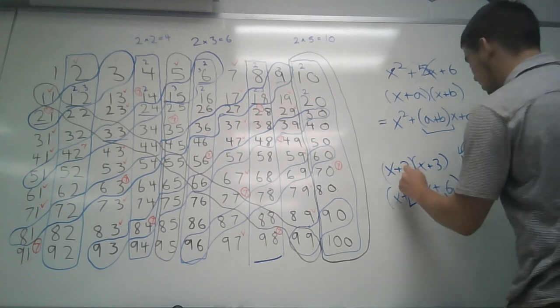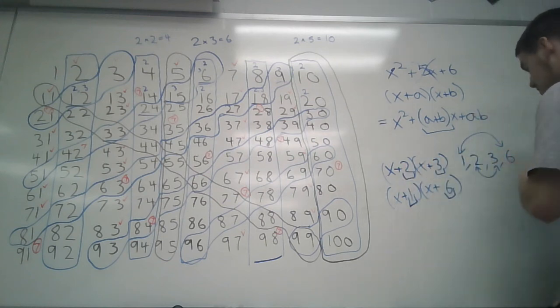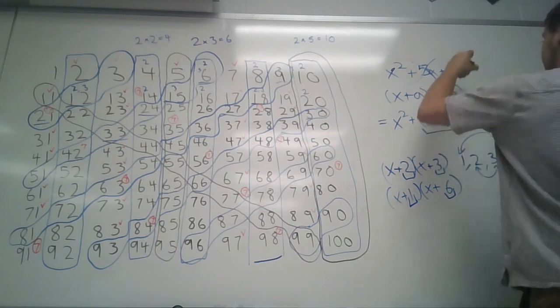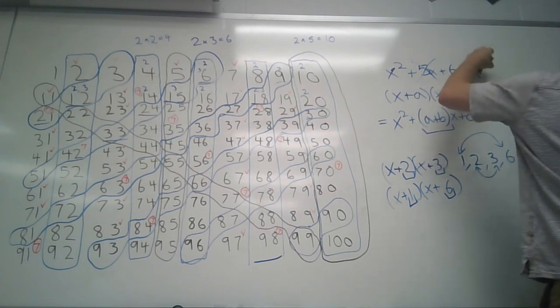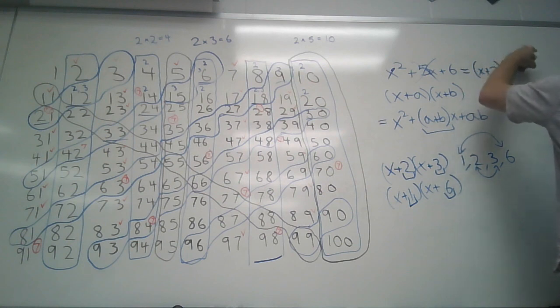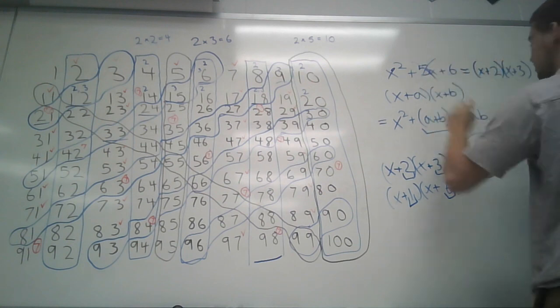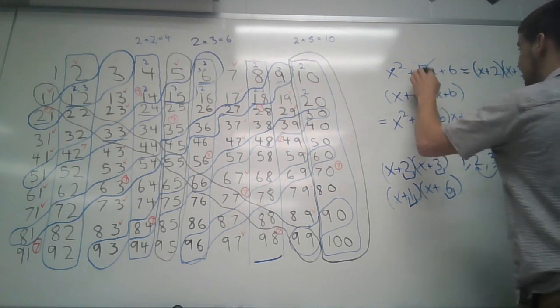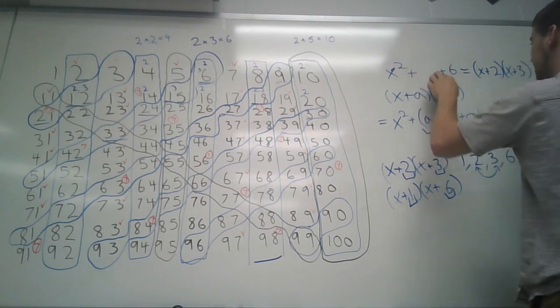But if we do a 2 and a 3, they add up to 5, which shows us that x plus 2 times x plus 3 equals x squared plus 5x plus 6.